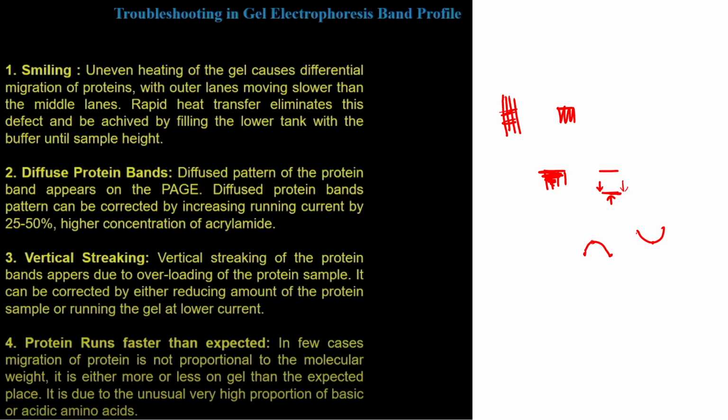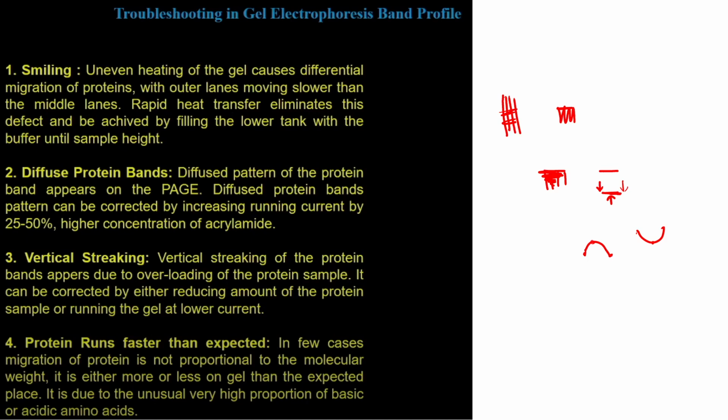That means if my sample has an unusually high proportion of basic or acidic amino acids, that can cause intrinsic charge to the protein. So I told you in SDS page, we are treating the protein samples with SDS. That means we are providing an overall negative charge to the protein. But what if my protein was already negatively charged? What if my protein has high negative charge present already? Because of that high negative charge, and I'm giving more negative charge, it will become highly negative and it will move faster than its expected molecular weight position.